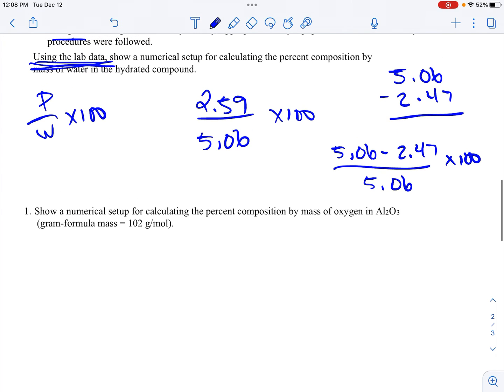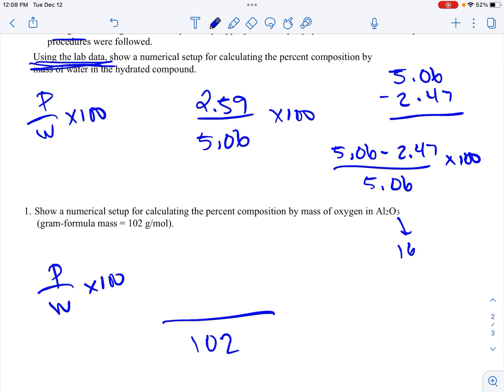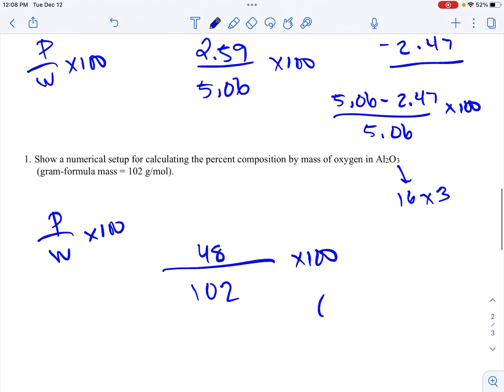And number 1 says, show a numerical setup for calculating the percent composition by mass of oxygen. It gave you the whole GFM, so the part over whole times 100. The entire GFM is 102, but it's just asking for oxygen. So oxygen is 16 as found on the periodic table, but there are 3 of them. So 16 times 3 is 48 times 100. Or you can also say 16 times 3 over 102 times 100. And do not solve it. Do not solve it. All right.